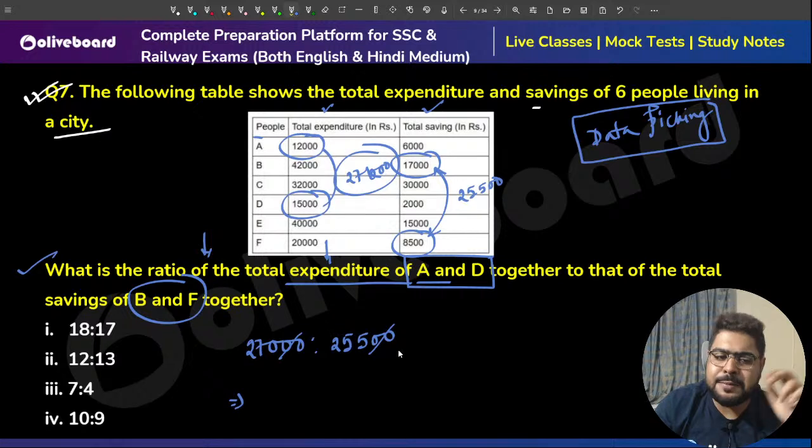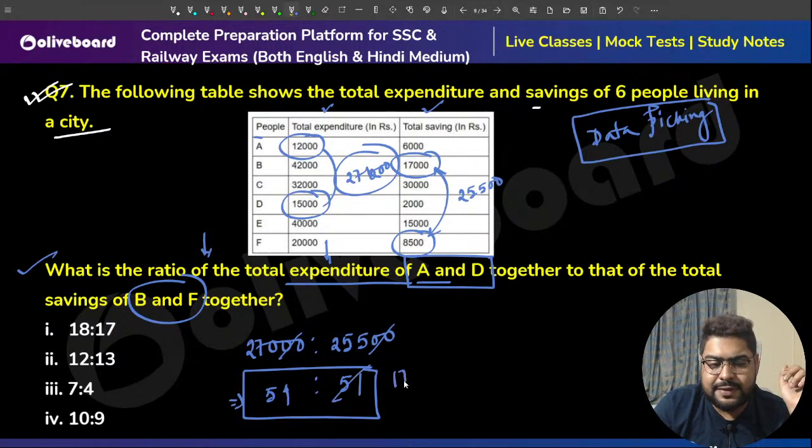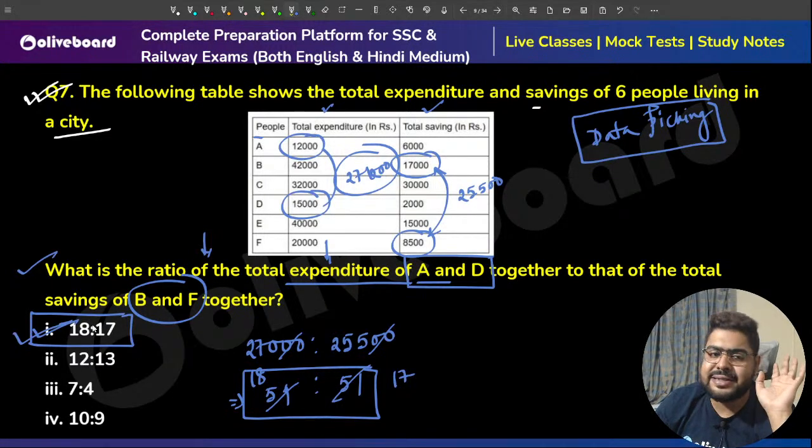5 say if you do, sir, it is 51. And 5 say if you do, this is 5, like 54, sir. Can you do anything, sir? Can you do anything? 3 se jayega. 3 17s, 3 18s. Sir, 18 ratio 17, option number 1. That is your correct answer, sir. That is the correct answer. Very, very simple question.